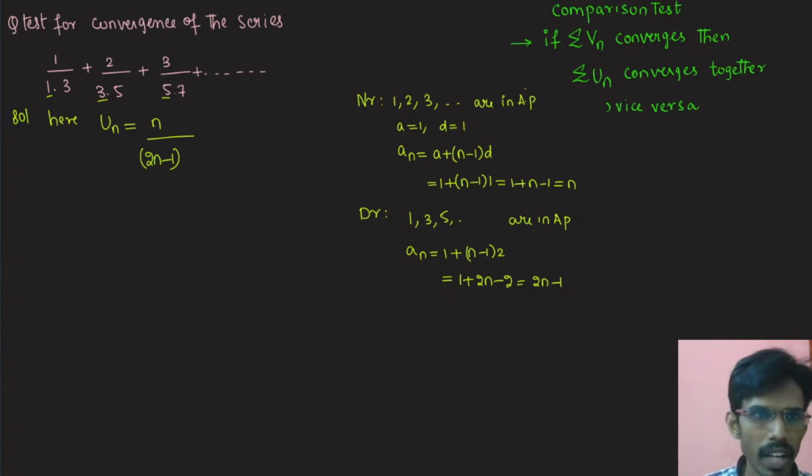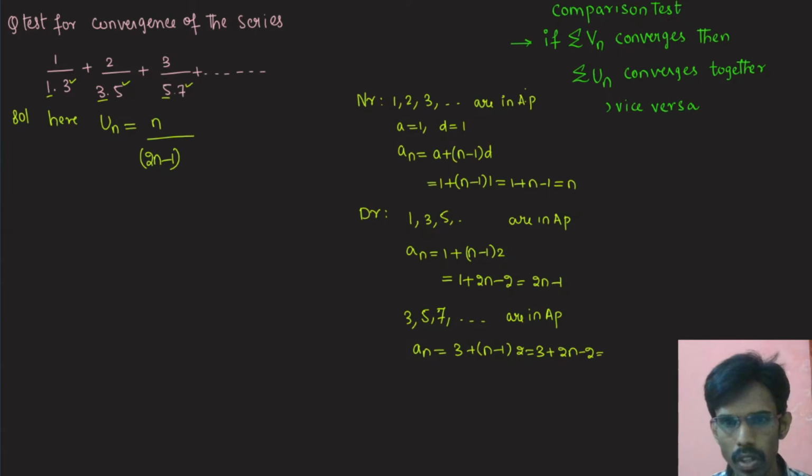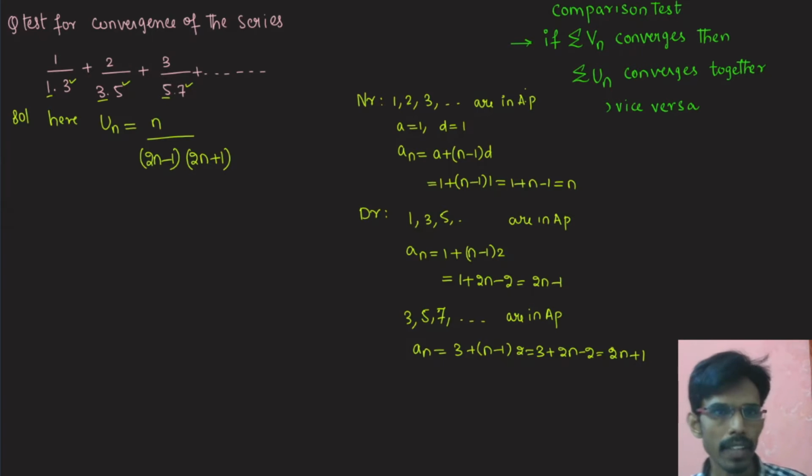Next in denominator we have this 3, 5, 7 are in arithmetic progression. So its general term will be 3 plus n minus 1 into common difference 2. So we have 3 plus 2n minus 2, that will be 2n plus 1. So this will become 2n plus 1 is the general term of the series.